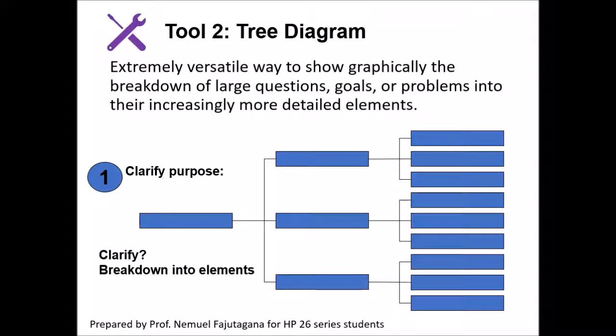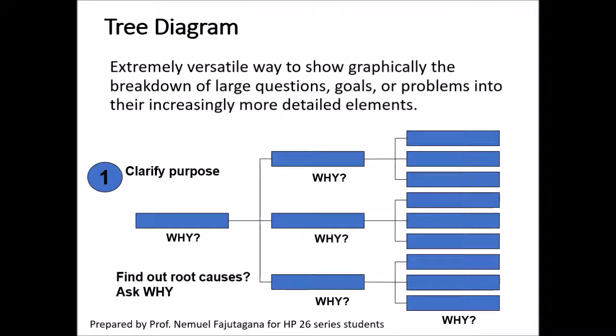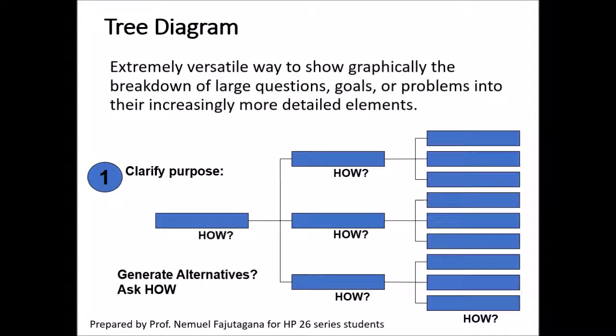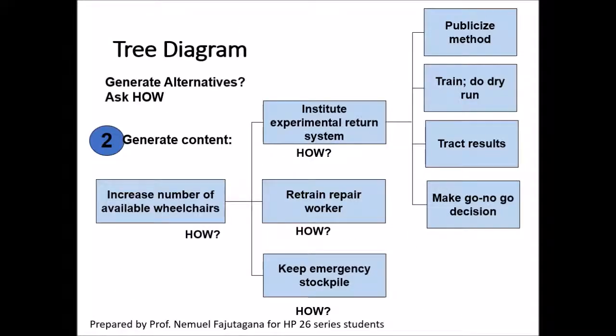Okay? Tree diagram. Let's go back to it again. And using the why questions. Let's just go back to the sample we used time here. Yeah? Increase available wheelchair. How? Of course, here. Pero ito, wala pa na. Sinasabi mo lang. You still have to select whether you want it. You can use the tree diagram to classify the step, to classify the approaches. But still, you need a decision-making matrix.